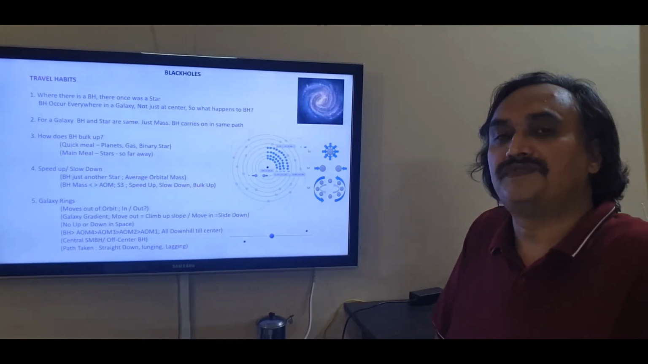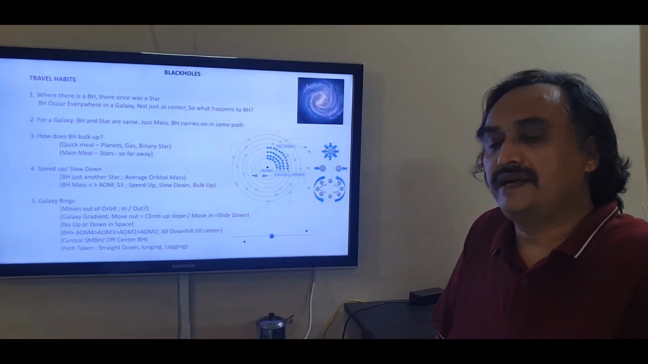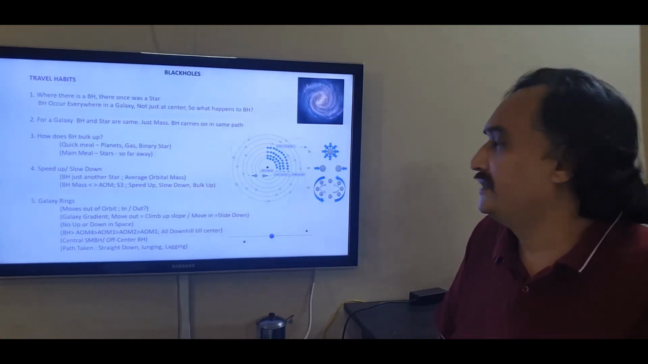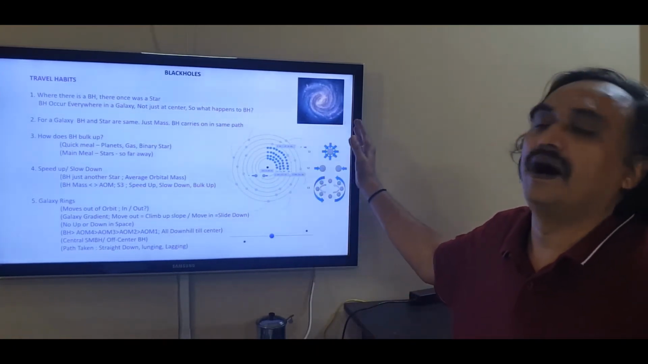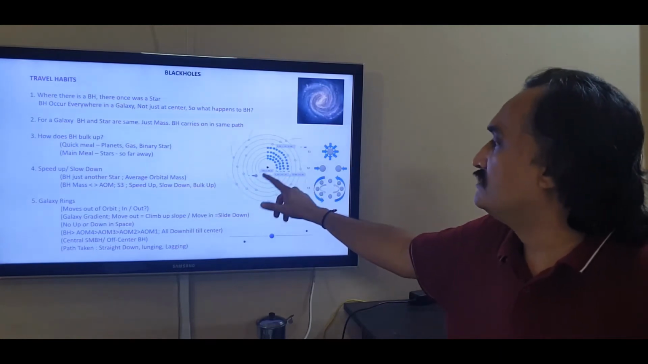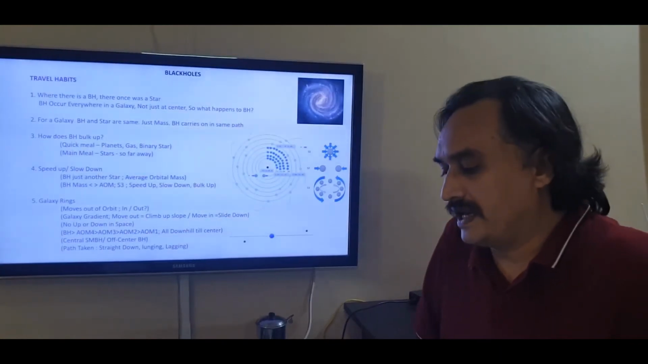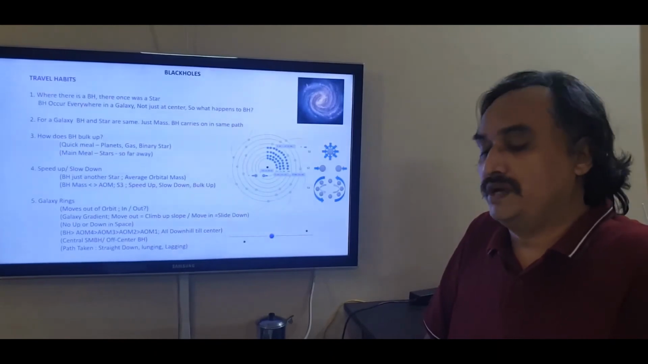Now what are the options for the black hole to move out? Either it has to move to its left or to its right. When I say right, it is moving away from the center of the galaxy. When it is moving left, it is moving towards the center of the galaxy. Where would it move?